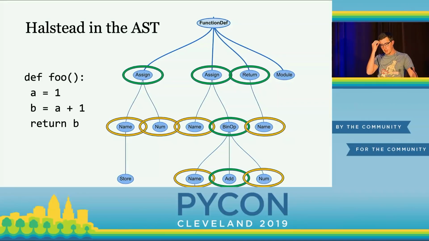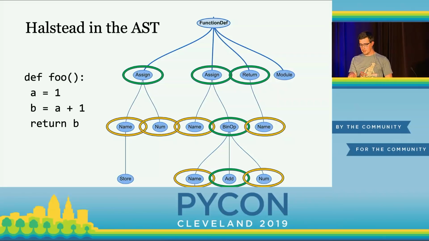If anyone's familiar with the abstract syntax tree, it's basically what happens when your code is compiled: it's turned into a tree, and then it's interpreted as a tree. This simple code example I've got here is a function with 3 statements. I'm going to assign the value 1 to a variable called a, increment that by 1 and assign it to a variable called b, and then return b. So in the tree, you've got the 2 assignments, and then you've got the return statement.